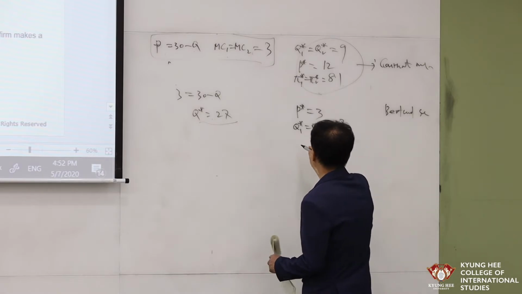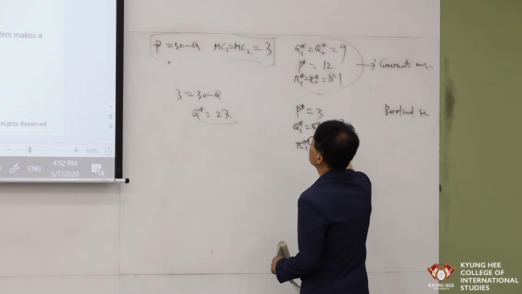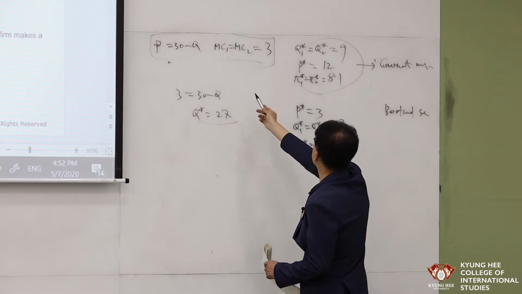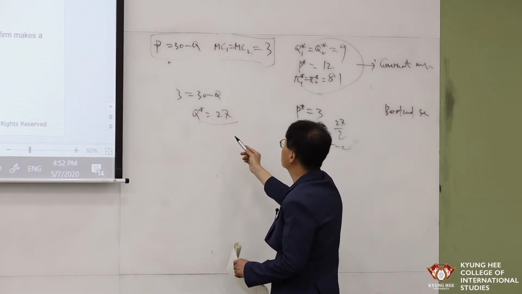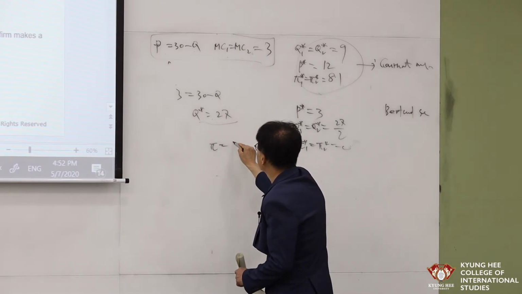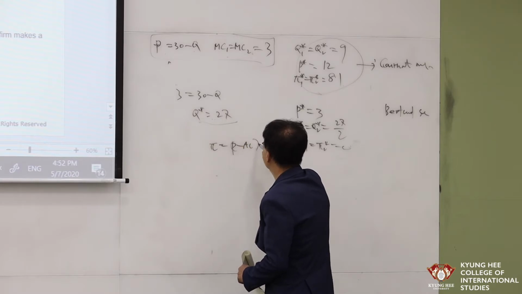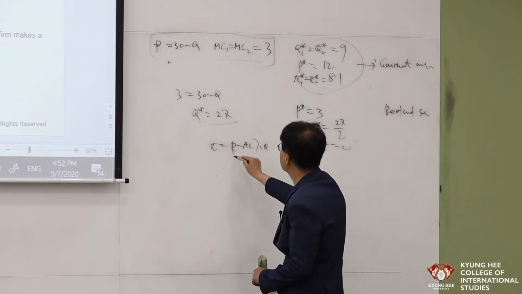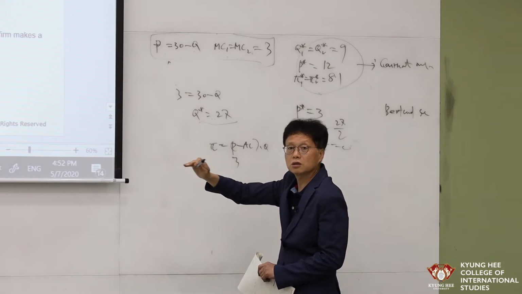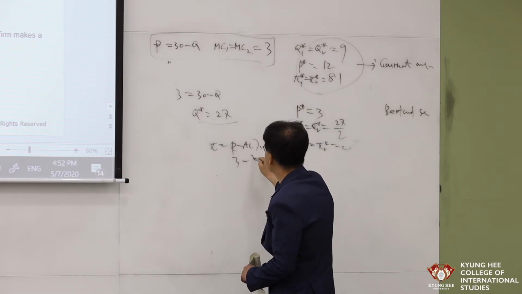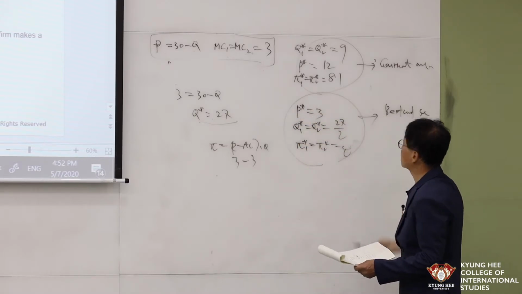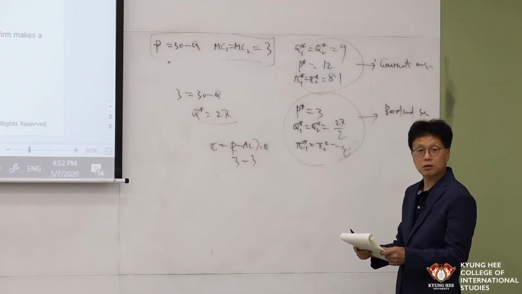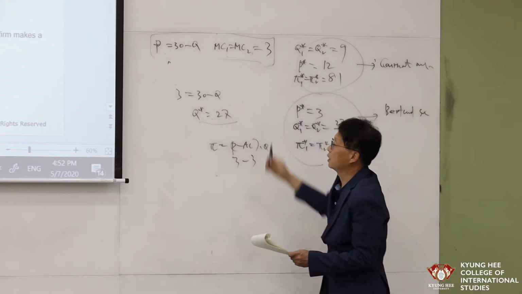And profit should be equal to 0 because price is equal to marginal cost. That means profit is price minus average cost, times Q. Price is 3. Marginal cost is constant at 3, so average cost is also 3. So profit is equal to 0. That is Bertrand's solution.